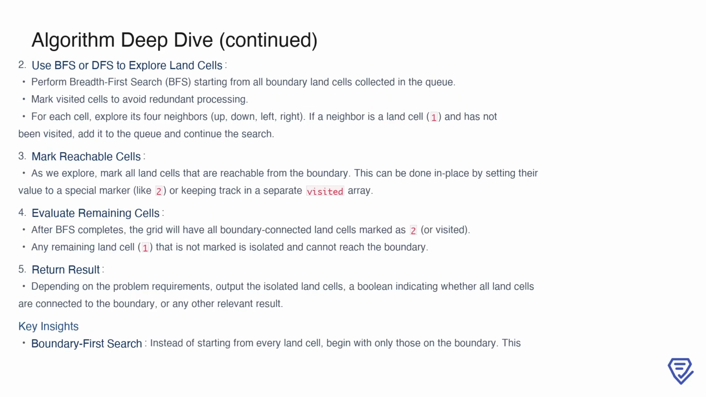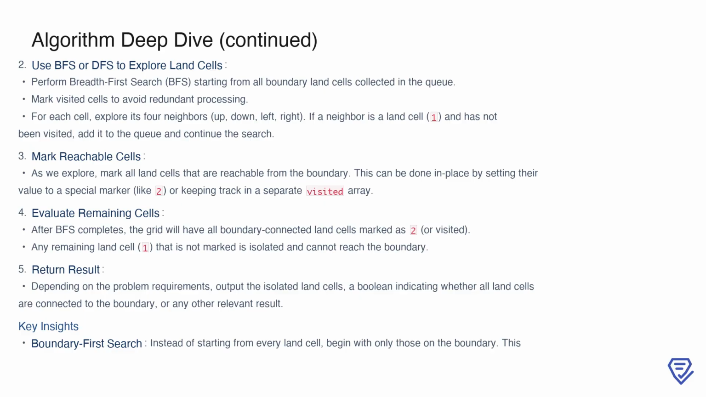Next, we use either breadth-first search, BFS, or depth-first search, DFS, to explore the land cells connected to these boundary cells. BFS is often preferred here since it processes cells layer by layer, which is helpful for marking reachable cells systematically. Starting with the land cells collected in the queue, we mark each visited cell to avoid redundant processing. For each cell, we explore its 4 neighbors: up, down, left, and right. If a neighboring cell is a land cell and hasn't been visited yet, we add it to the queue for further exploration. As we explore, we mark all reachable land cells, either by modifying the grid in place with a special marker, such as changing 1 to 2, or by keeping track of them in a separate visited array.